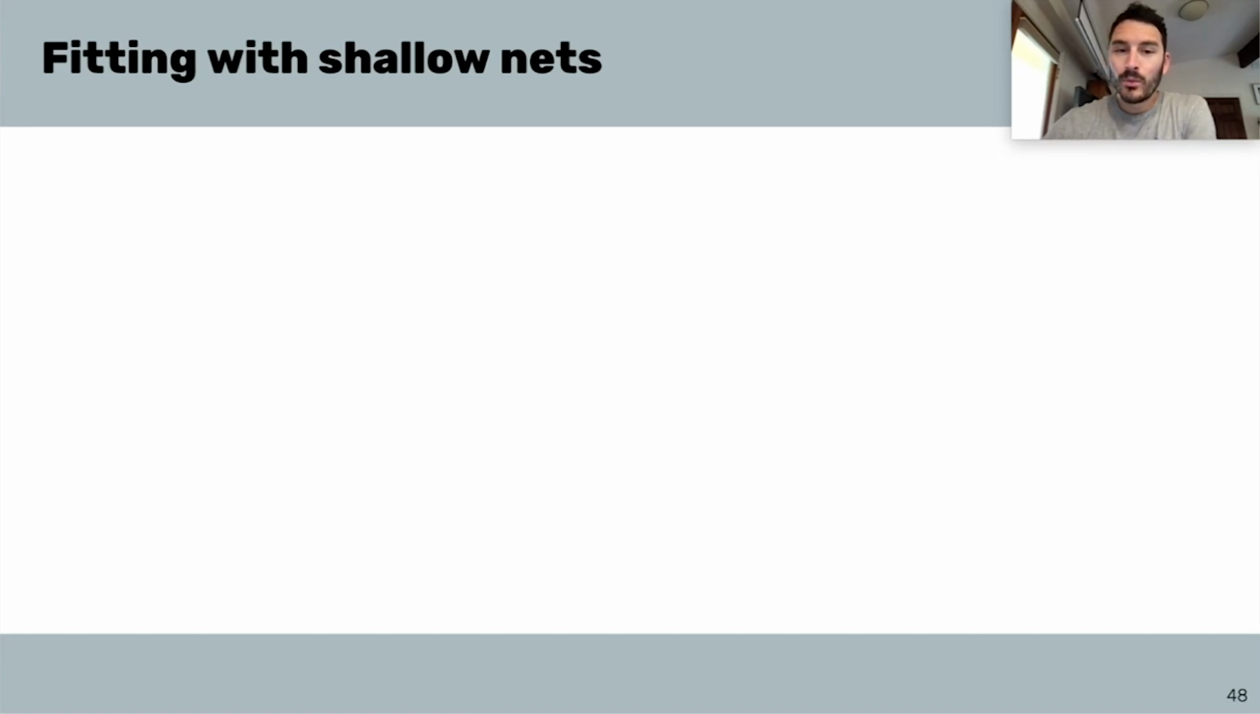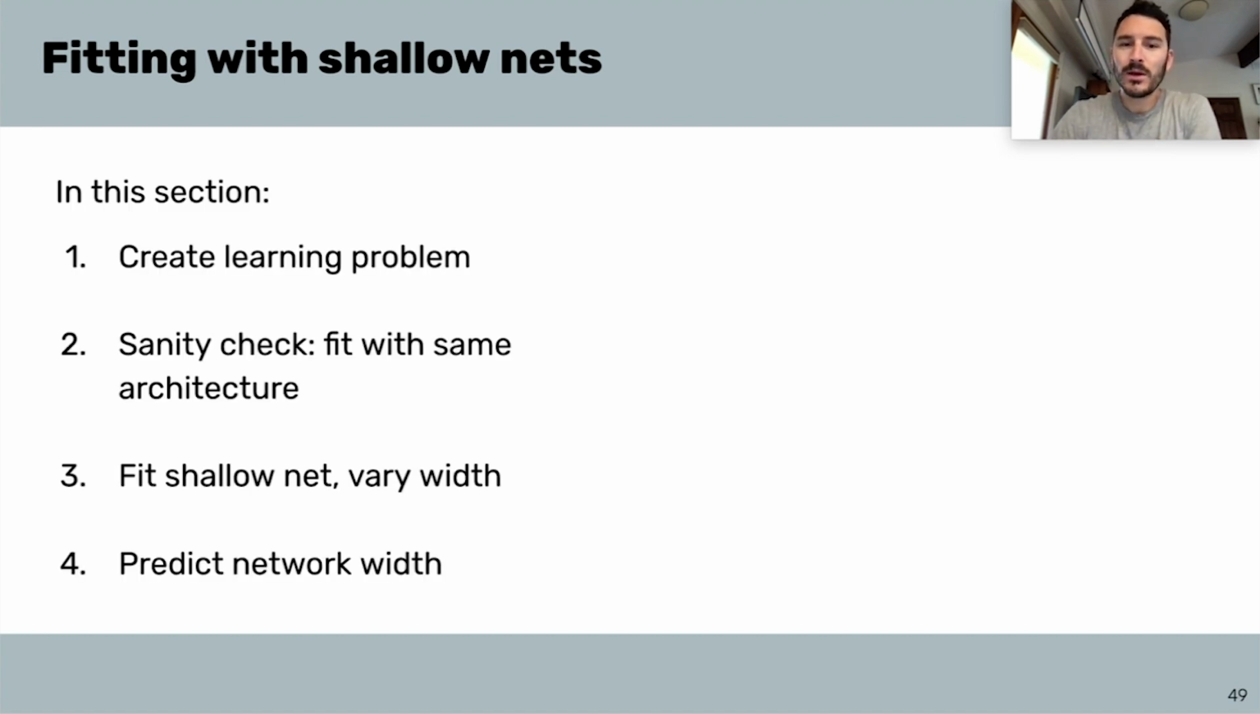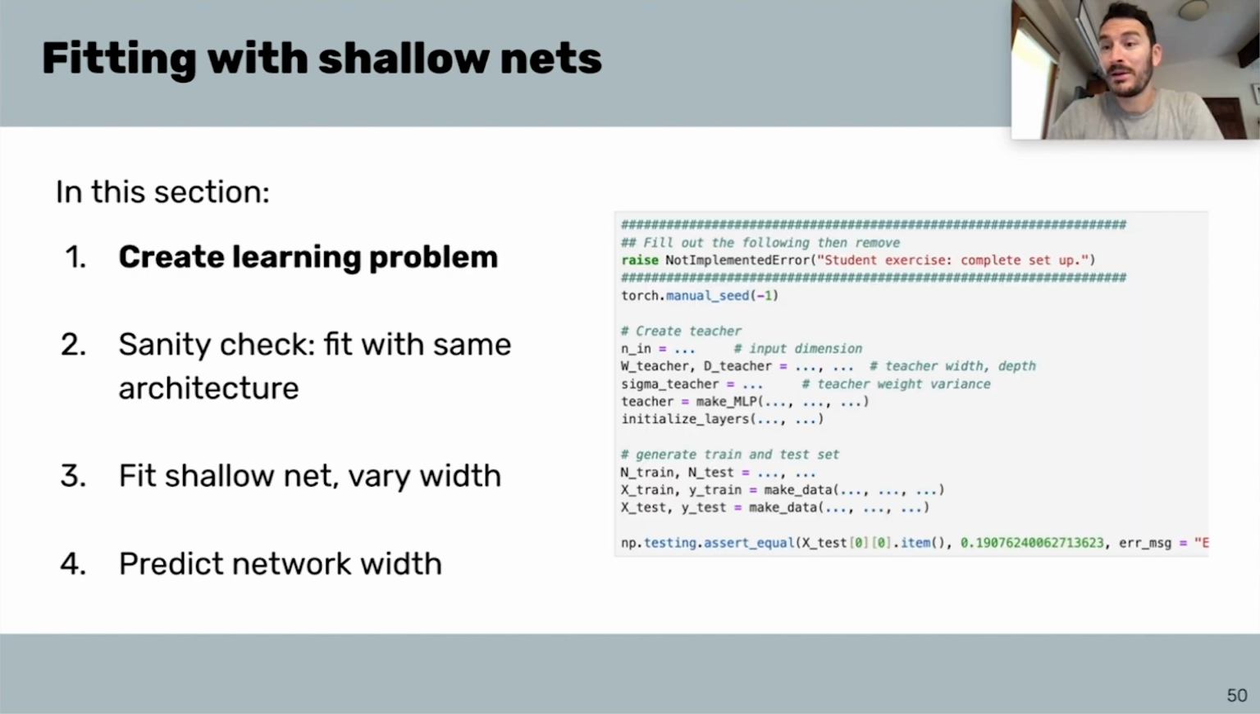Okay, so now we are ready to actually start running our experiment. And for that, we are going to do the following. So first, we're going to create our learning problem. What does that mean? Well, for a learning problem, at a bare minimum, you need a train set with inputs and desired outputs, and a test set with the same inputs and desired outputs. To get the desired outputs, we need our teacher network to tell us, here's the input, this is the output I want.